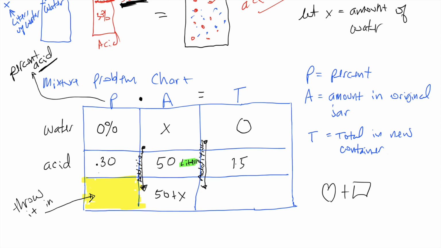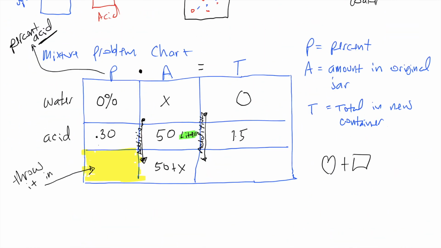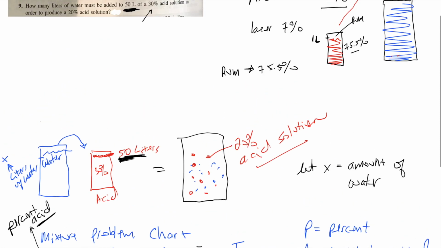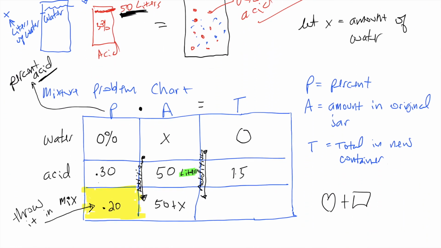Now this is kind of weird. Actually, we can go ahead and throw in the yellow shaded number. If we read, it says here water, acid, and this is the mix. That's your mix. The mix is going to be 20% acid. I could go right here and add straight down, and if I add straight down, I get 15. Now I could multiply across, but that's the same thing as this.